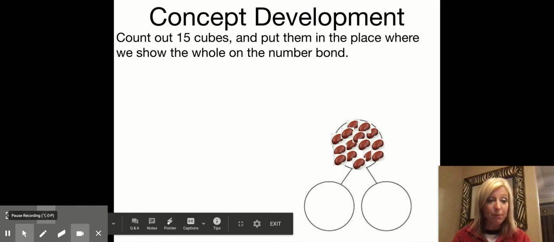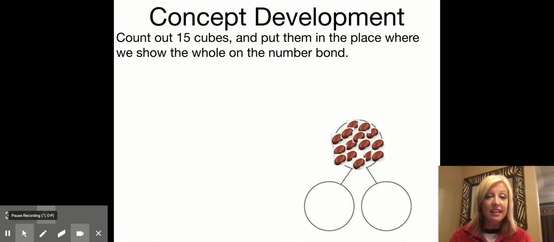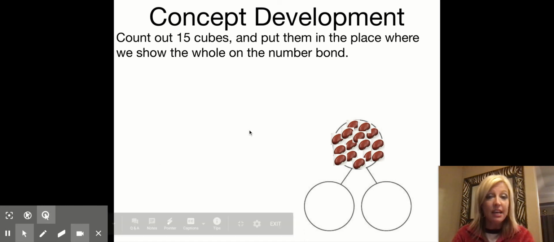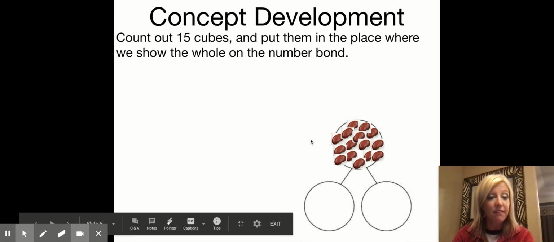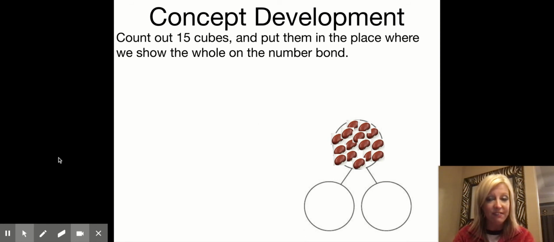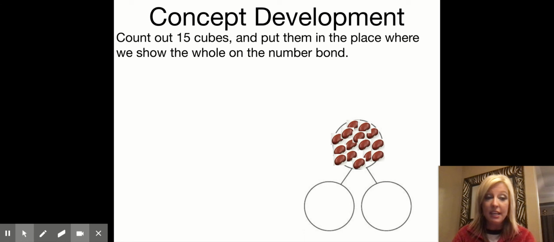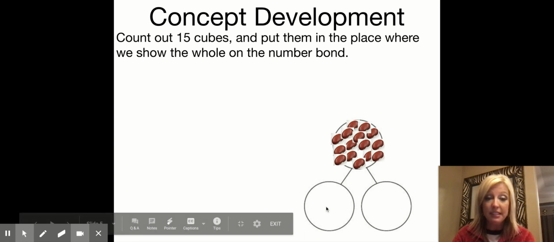Now, make sure your boards are clear of that 12. Now we're going to work with the teen number 15. So count out 15 of your counters and put them in the whole part of your number bond. Go ahead and pause the video while you count out your 15 counters. Now that you have your 15 counters out, I want you to put 10 of them in one part of your number bond.